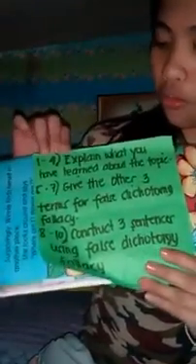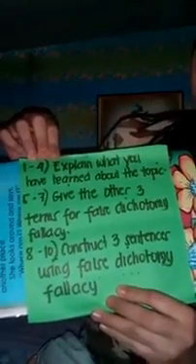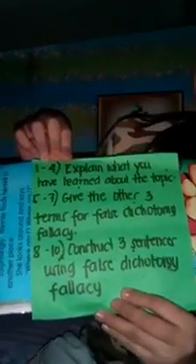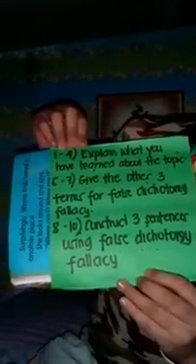So for today's activity, for numbers 1 to 4, you must explain what you have learned about the false dichotomy fallacy. For numbers 5 to 7, give the other three terms for false dichotomy fallacy, and for numbers 8 to 10, construct 3 sentences using false dichotomy fallacy. If you have any other questions about this topic, you can message me or consult me so I can answer them.